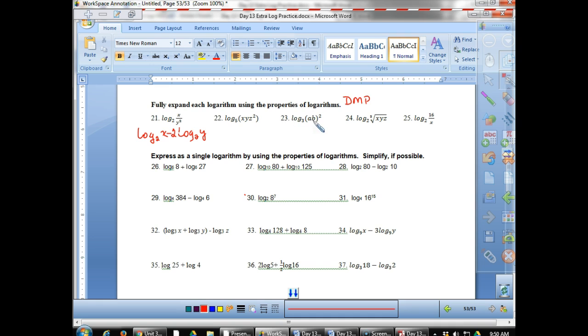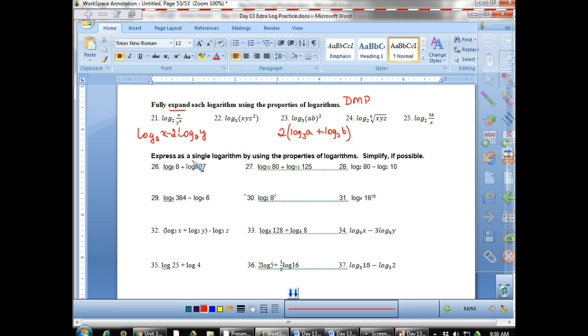23, I have a couple things going on. I have multiplication, but both the a and the b are being raised to the power of 2. So that's important to notice. So I actually need to recognize that I can't break this apart until I bring the 2 out front. So I'm going to bring the 2, but it's multiplied by log base 3 of a plus log base 3 of b. So that's how you would do one like that. All right, so those are the expanding.